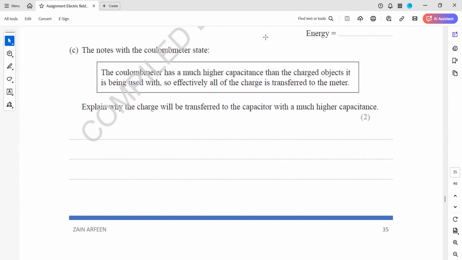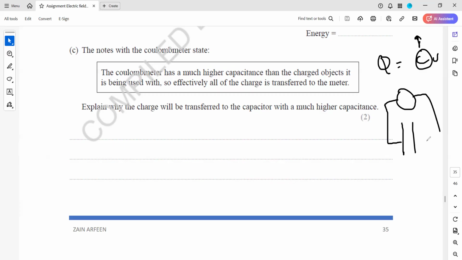So a higher value of C is there. Q equals CV, so C is very high. Then the charged object it is used with, effectively all the charge is transferred to the meter. For example, we have a coulomb meter and there's another charged object. If this charged object has 30 coulomb charge, all will be transferred to the coulomb meter. Why? Because it has a very high capacitance.